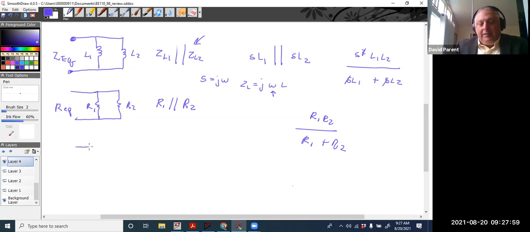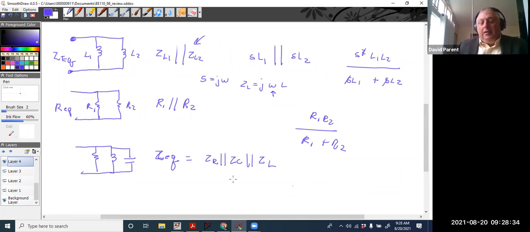Now, this is where it gets maybe more useful, or you can see the power of it, I should say, is what if I had a parallel combination of all three elements? Without getting into the weeds of it, Z equivalent is really ZR in parallel with ZC in parallel with ZL. So now this just becomes an algebraic exercise. But you can see that all these elements are in fact in parallel.